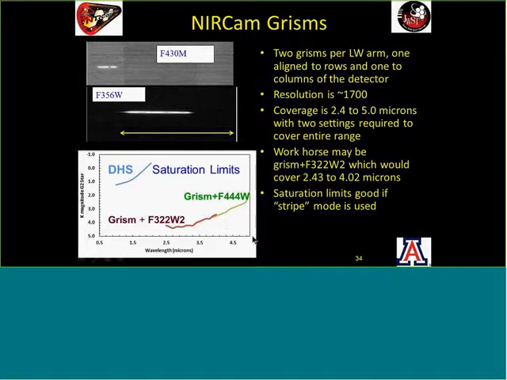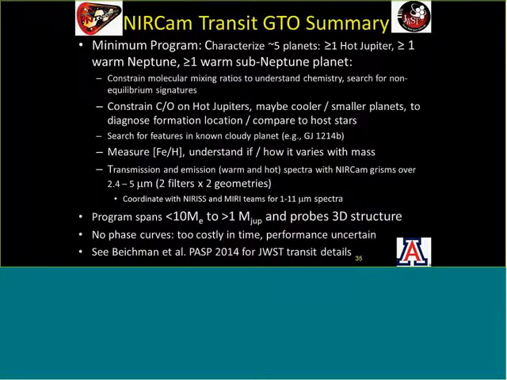Unfortunately, NIRSpec doesn't have this stripe mode for reasons that were good at the time, and I'll let them explain that later. NIRSpec does have a large square aperture that may be very interesting to use for transits. And whether NIRCam or NIRSpec is going to yield the very best results, I think we won't know till we're on orbit.